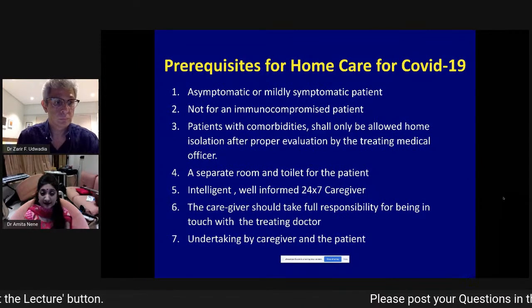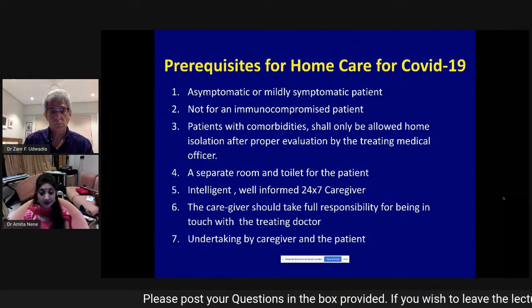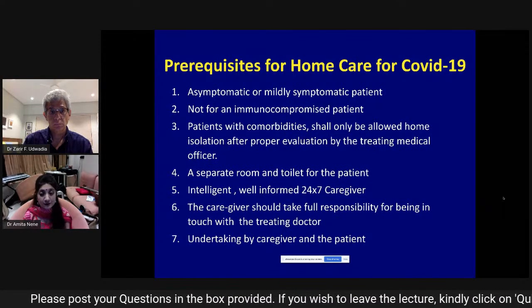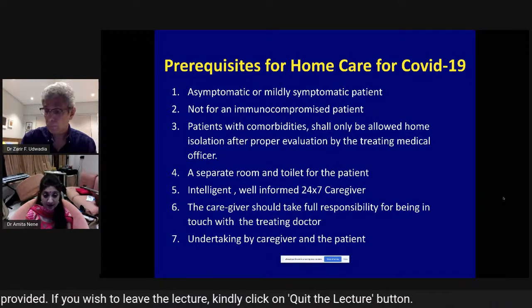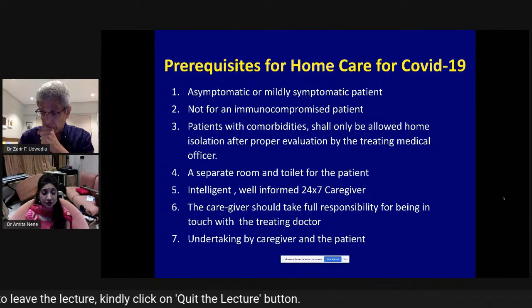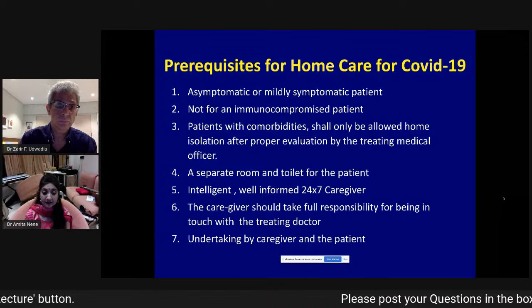So, summing up, there are certain prerequisites for home care for COVID-19. The patient should be asymptomatic or mildly symptomatic. However, if you are experienced, then certain moderately symptomatic patients could also be treated at home. Home care is not for immunocompromised patients. Patients with comorbidities should be allowed home isolation after proper evaluation by the treating medical officer.